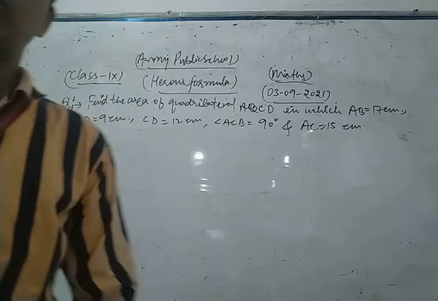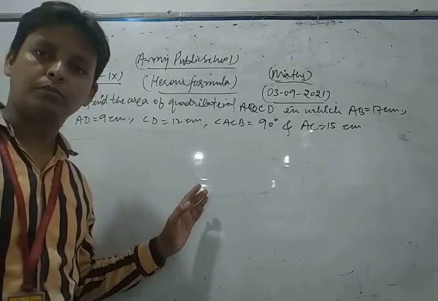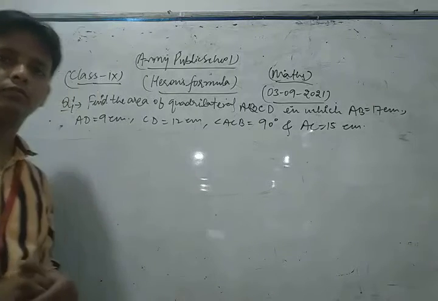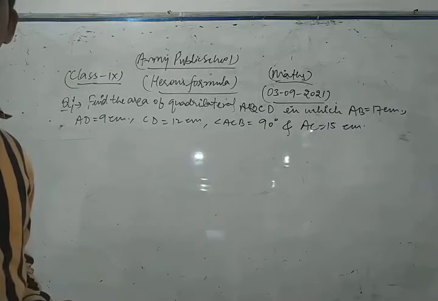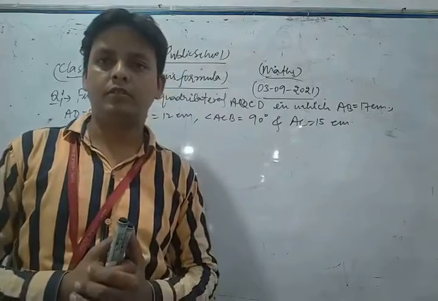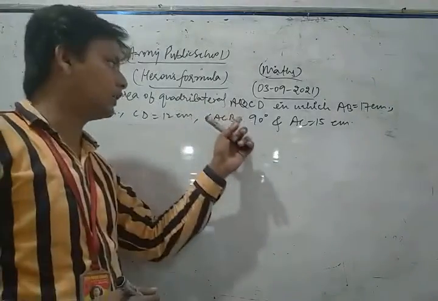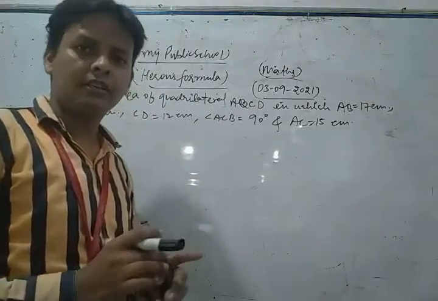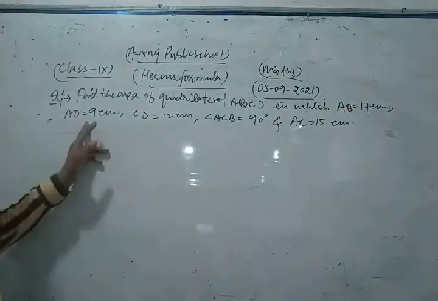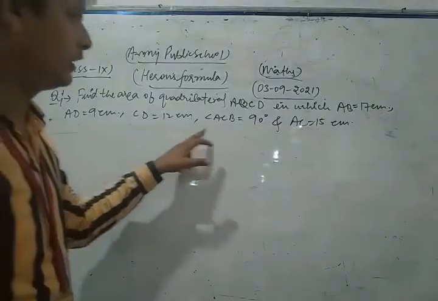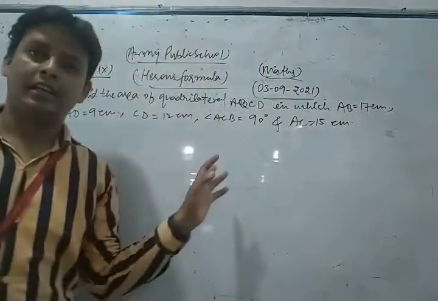So please concentrate on this question, students. This is one of the most important questions of your syllabus. Hello everyone. So now let's see, this is a very important question. Find the area of the quadrilateral ABCD in which AB is 17 centimeter, AD is 9 centimeter, CD is 12, angle ACB is 90 and AC is 15.